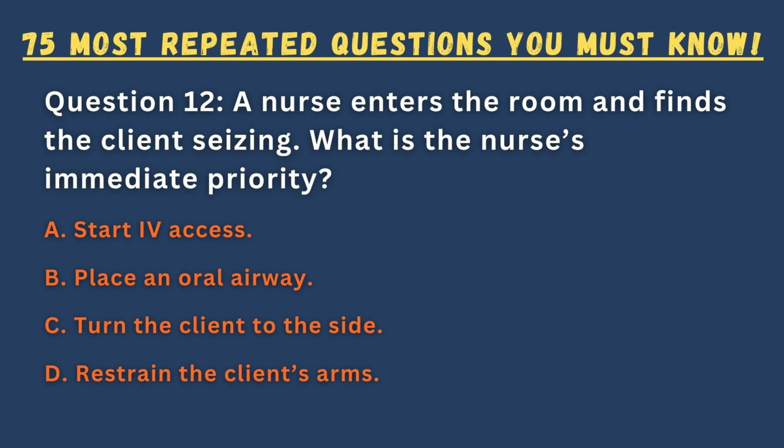Question 12. A nurse enters the room and finds the client seizing. What is the nurse's immediate priority? A. Start IV access. B. Place an oral airway. C. Turn the client to the side. D. Restrain the client's arms.